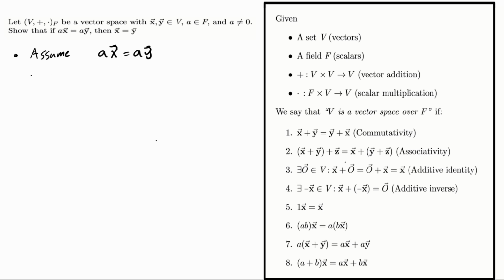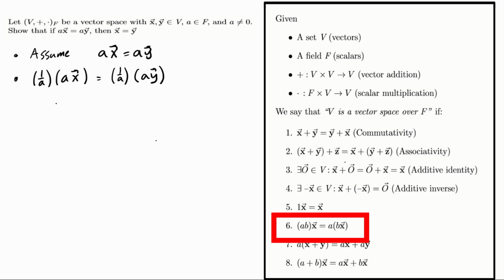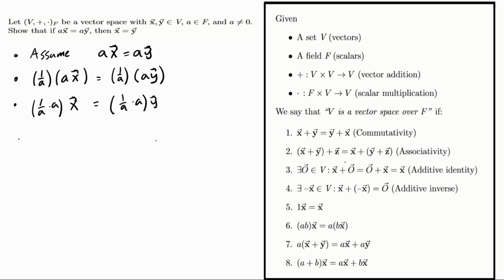Then, since a is not equal to 0, I can multiply both sides by 1 over a. Now, using property 6 of the definition of a vector space on both sides, I have 1 over a times x equals 1 over a times y. Canceling out, we have 1x equals 1y. And using property 5 of the vector space definition, we see that x equals y. Therefore, if ax equals ay and a is not equal to 0, we know that x is equal to y.